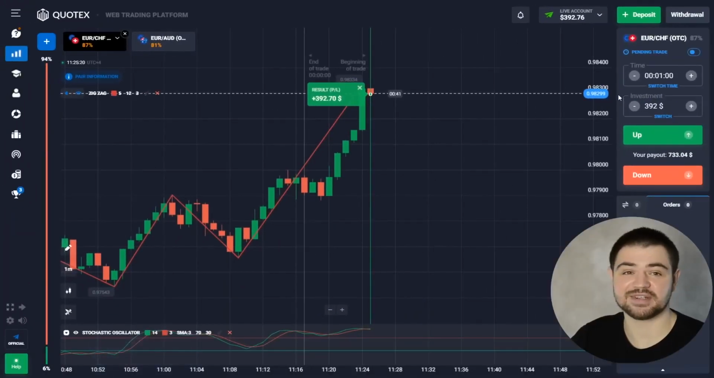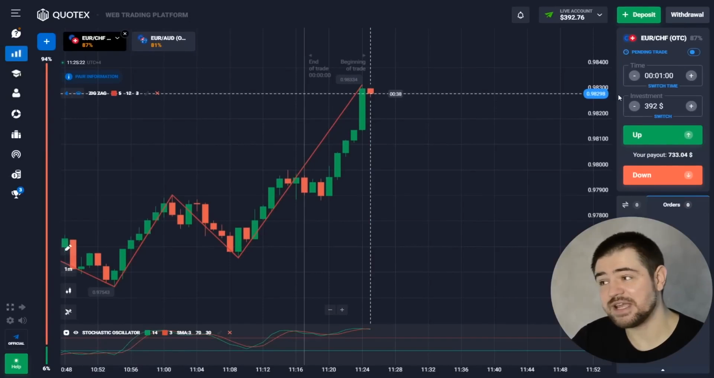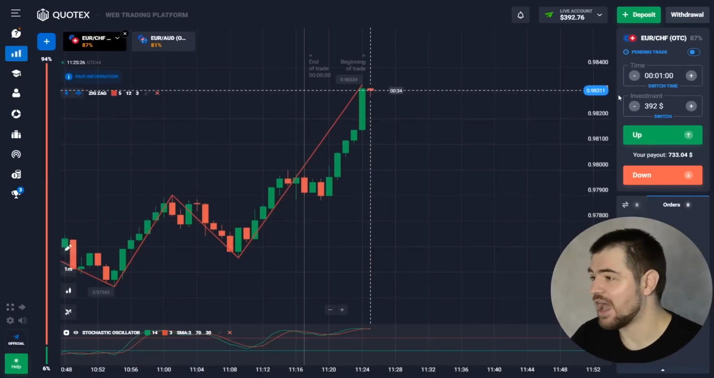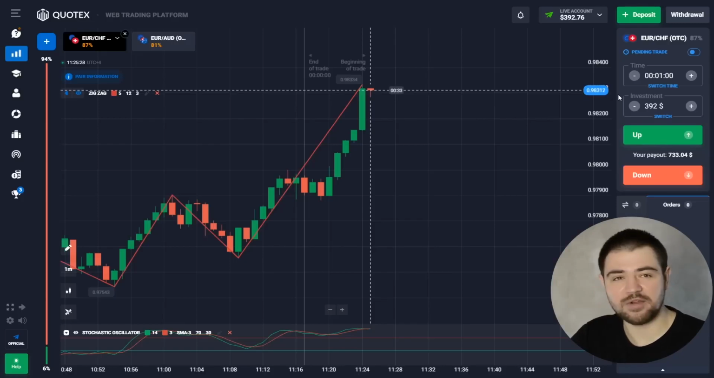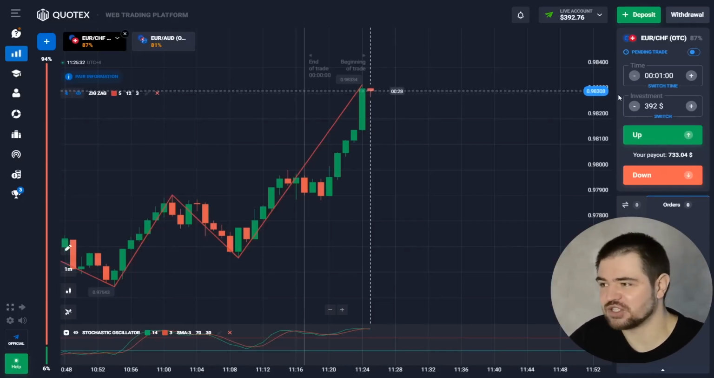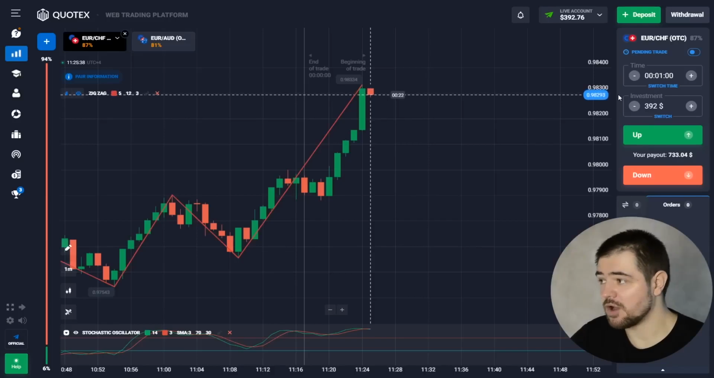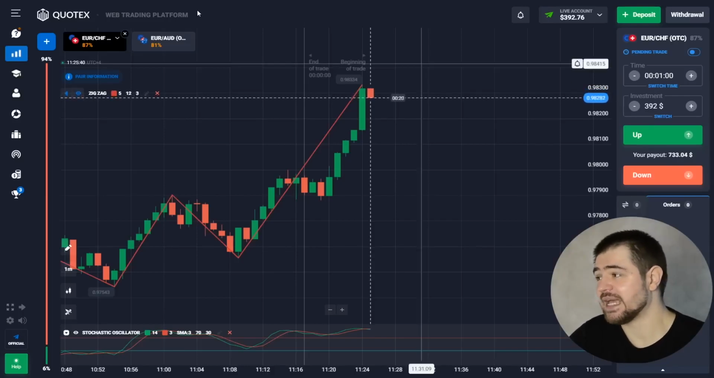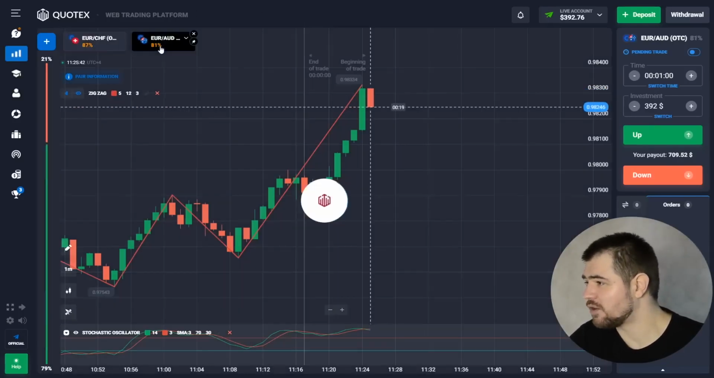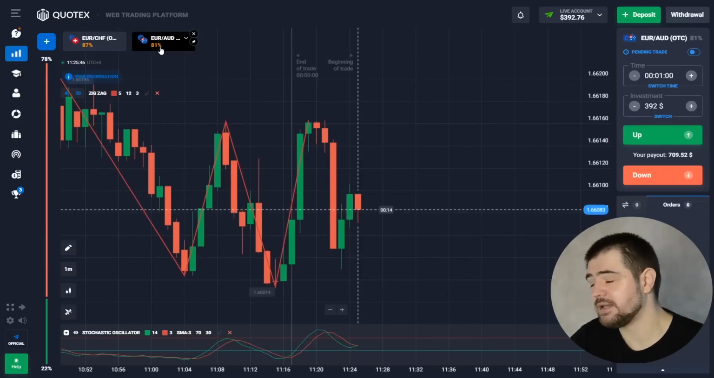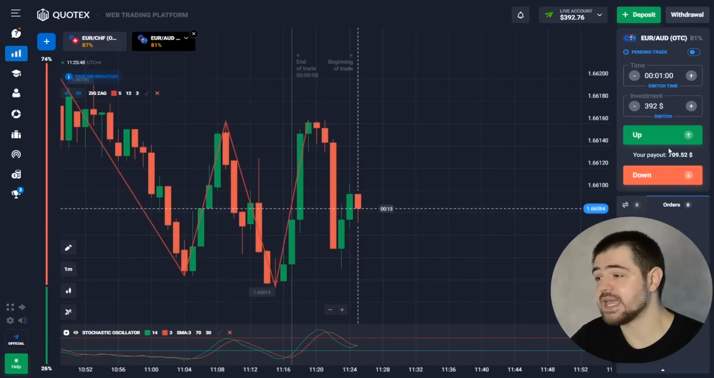Here is our nice profit of $392. So we're gonna have our next option with that amount. As you can see, it started growing exponentially. The bigger the amount we put for each option, the bigger the payout. Obviously, the payout here is 87%. On this one it is 81. So it's a pretty big payout.